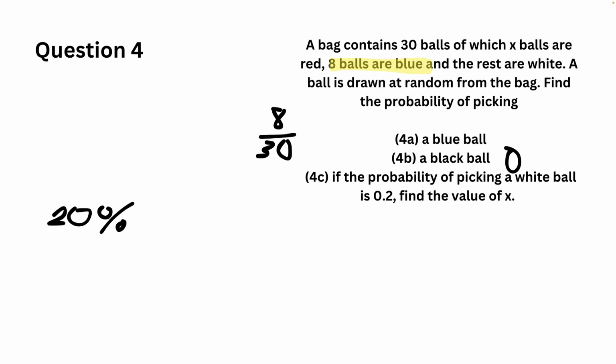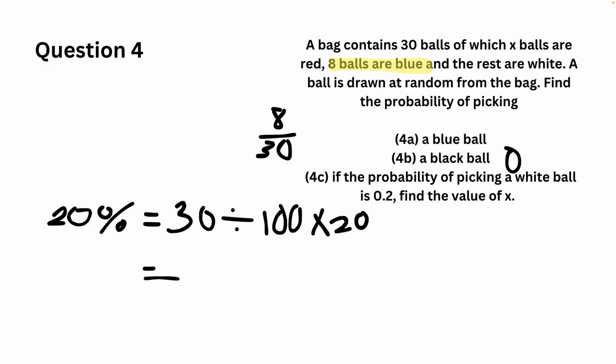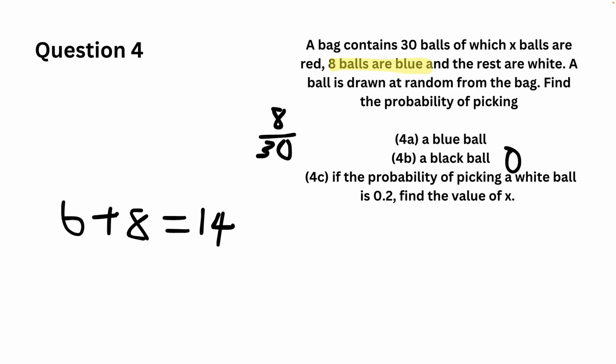we know that 0.2 is 20%, so 20% equals 30 divided by 100 times 20, which is 6. So there are 6 white balls, and 6 plus 8 equals 14. White balls plus blue balls are 14. So there are 30 total balls. 30 minus 14 equals 16. So the value of x, or the red balls, is 16.